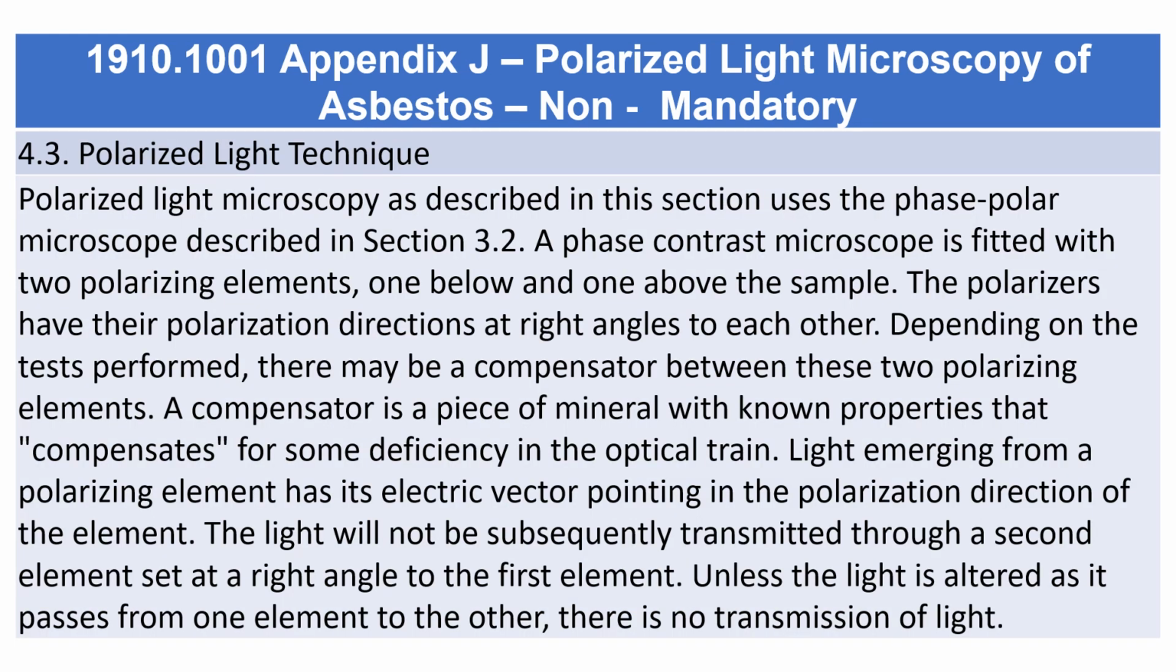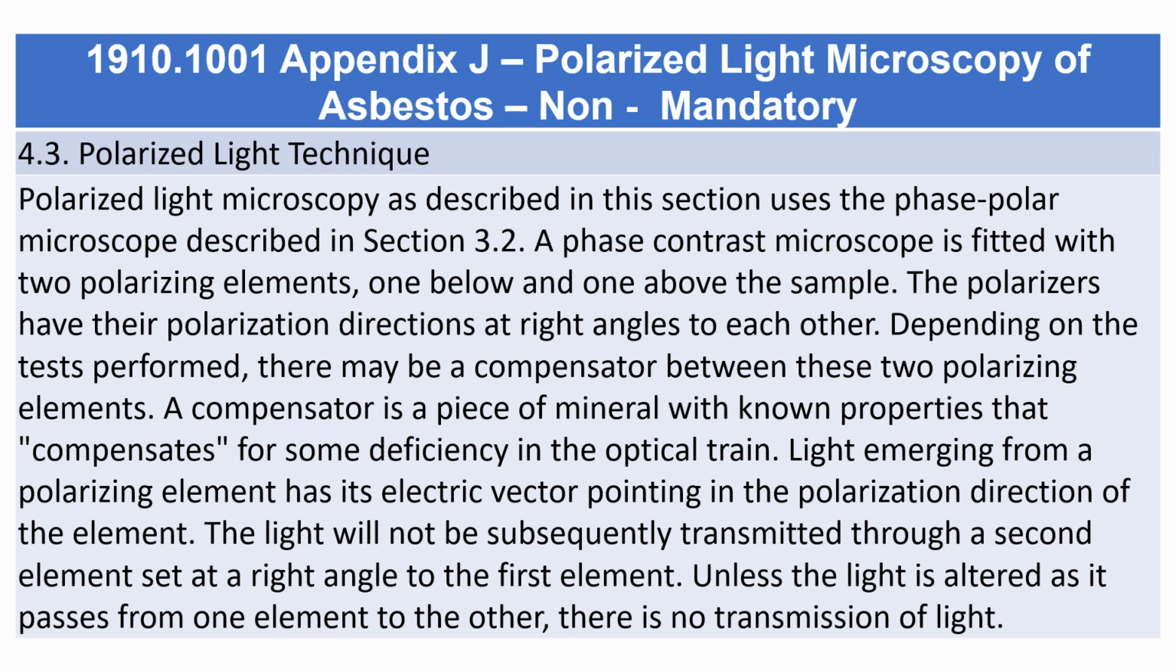4.3. Polarized light technique. Polarized light microscopy, as described in this section, uses the phase-polar microscope described in section 3.2. A phase contrast microscope is fitted with two polarizing elements, one below and one above the sample. The polarizers have their polarization directions at right angles to each other.